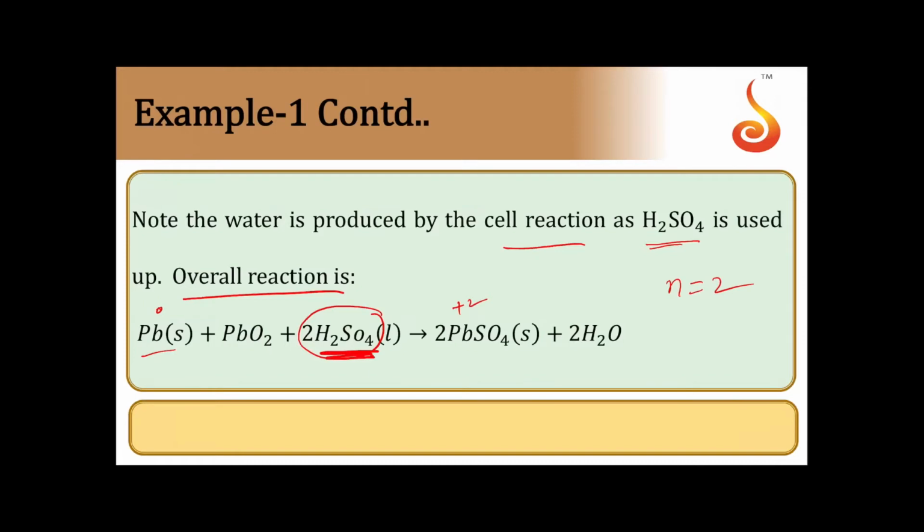So in the entire problem we need to find out how many moles of acid have been consumed. Let us do it stepwise. The first step: what is the volume of the acid? The volume of sulfuric acid solution they gave is 1 liter, meaning 1000 ml, the initial volume.